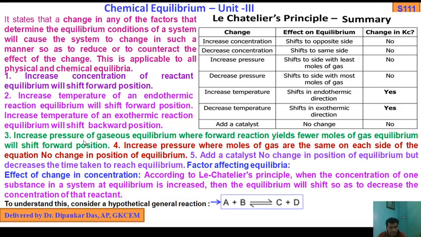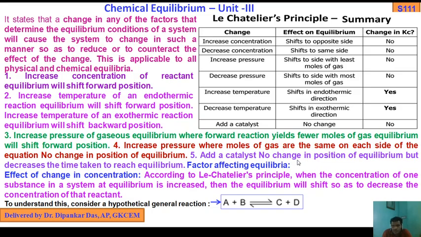Increased pressure of a gaseous equilibrium, where the forward reaction yields fewer moles of gas, equilibrium will shift in the forward direction, that is, the number of moles on the product side is less compared to the reactants. Increased pressure where the number of moles of gas is the same on each side of the equation, no change in position of equilibrium.